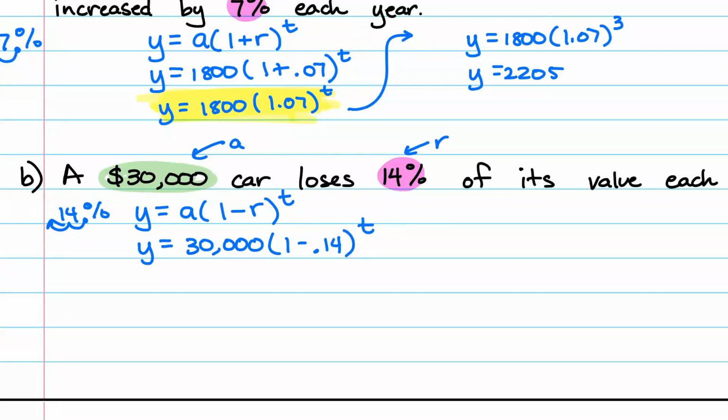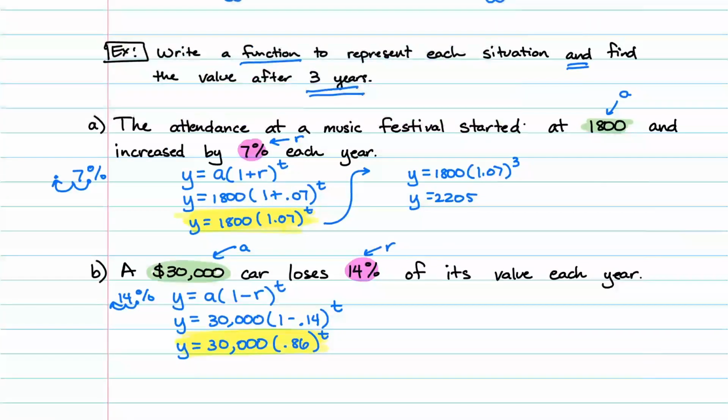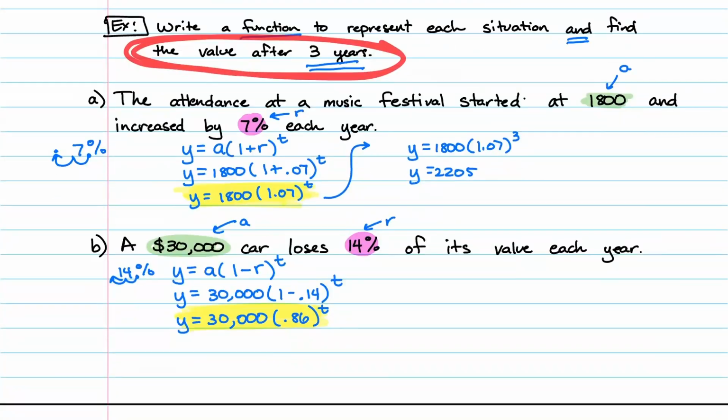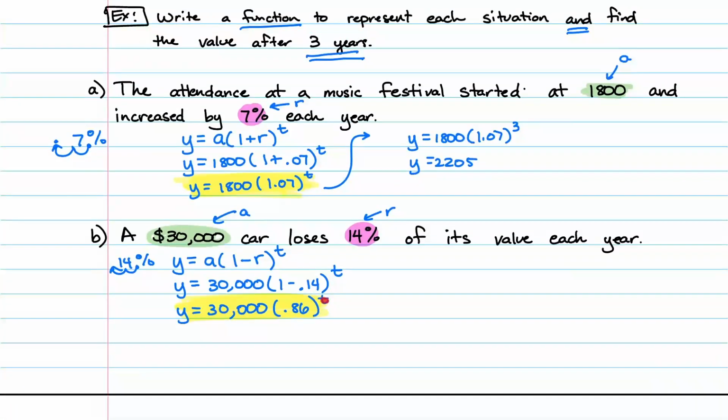Let me go ahead and subtract those two. 1 minus 0.14, that is 0.86. So my formula is y equals 30,000 times 0.86 to the t power. That is the first question they were asking me for, which was write the formula, right? Now, point of confusion yesterday was, remember, they asked me to do two things. They asked me to write the function. I did that. And they want me to find the value after 3 years. So that means I need to find 3 years worth of this car. So let me go ahead and plug that in.